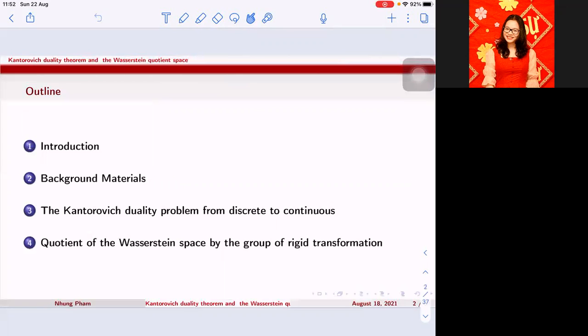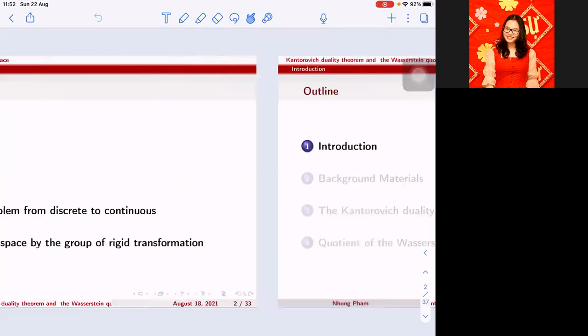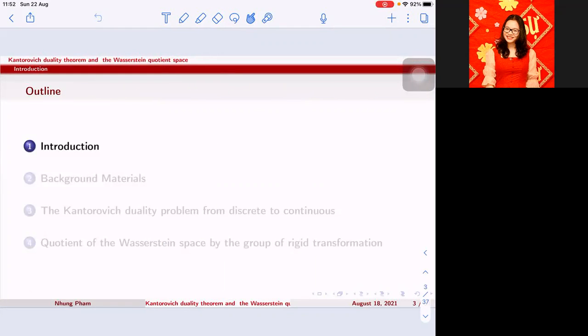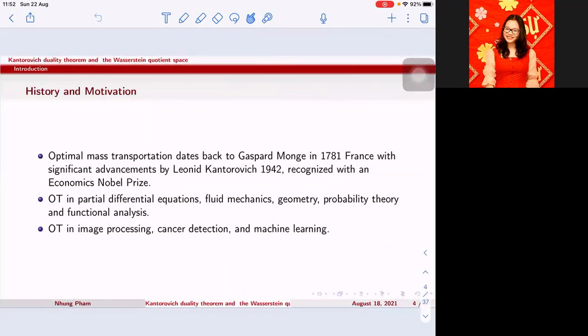Here's the outline of my talk, which is divided into 4 parts. First, this is an introduction. For a brief history, optimal mass transportation dates back to Gaspard Monge in 1781 in France, and 160 years later, a significant advancement made by Leonid Kantorovich earned him an economics Nobel Prize. Optimal transport has a lot of connections with other areas such as PDE, fluid mechanics, geometry, probability theory, and functional analysis. Currently, optimal transport is used in image processing, cancer detection, and machine learning, to name but a few.